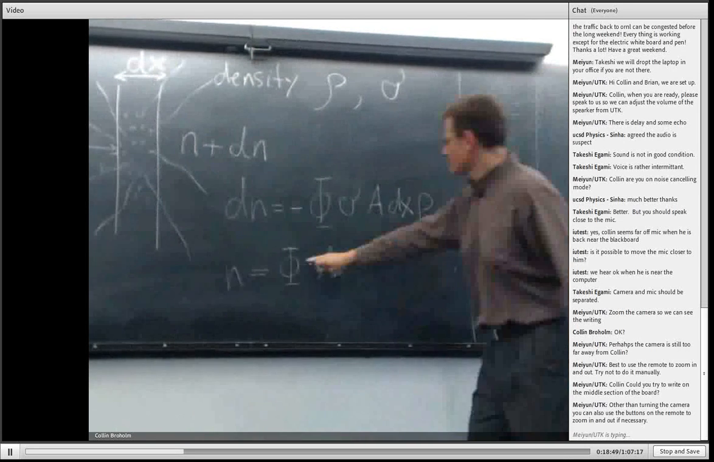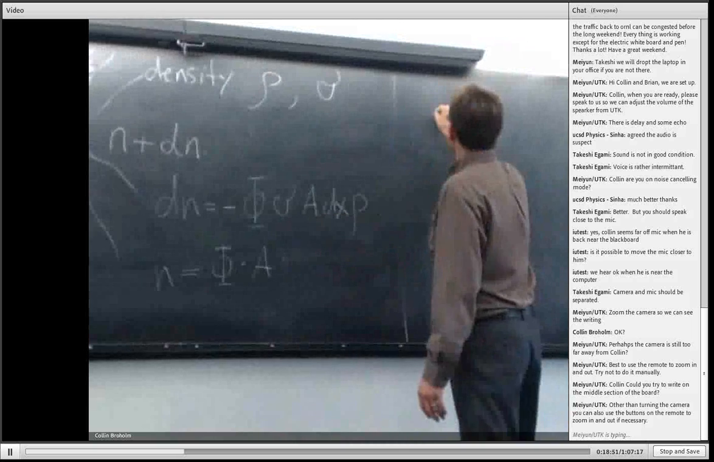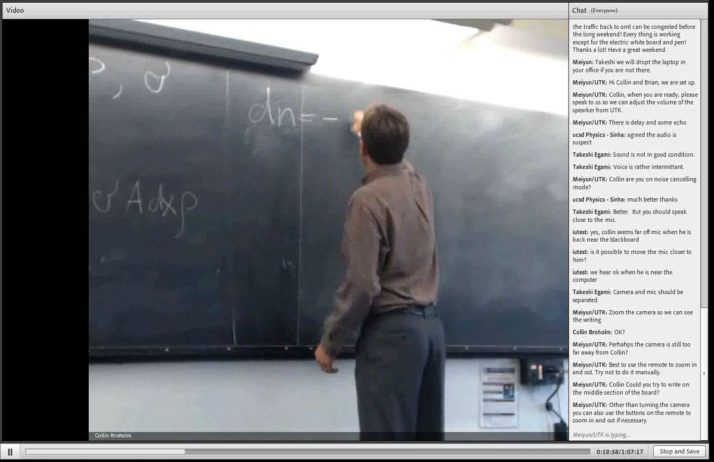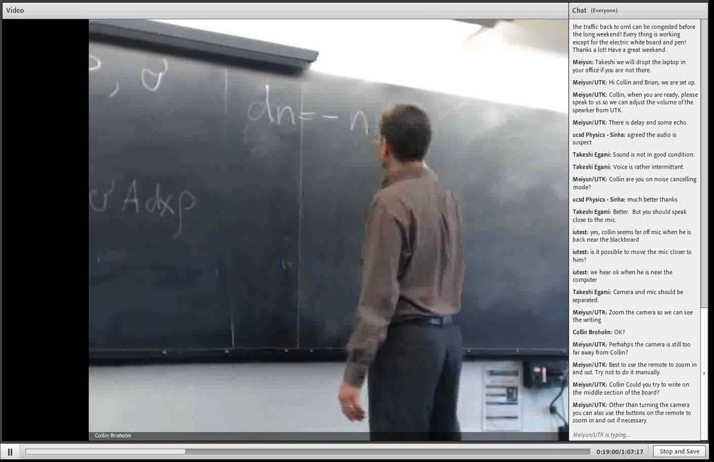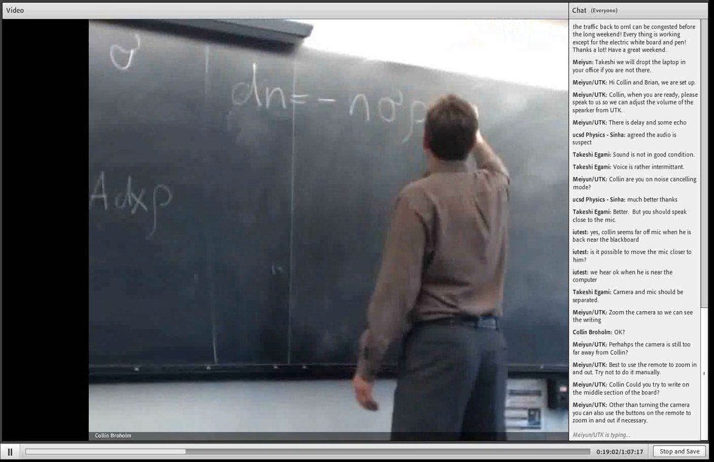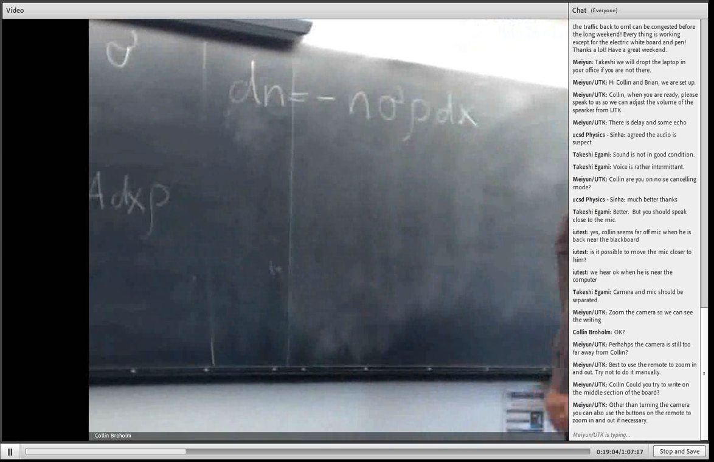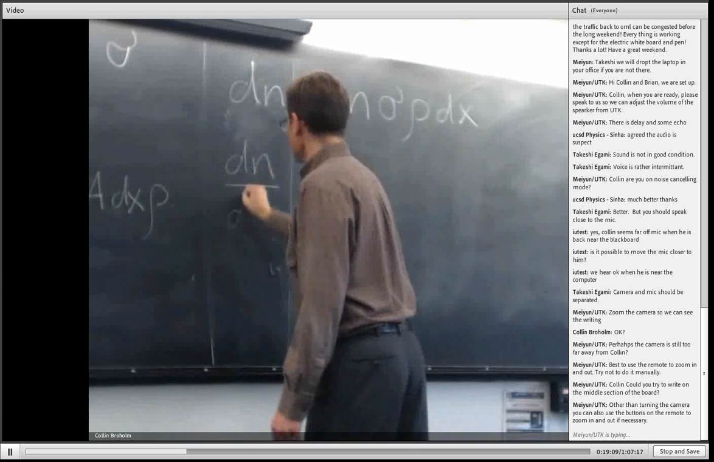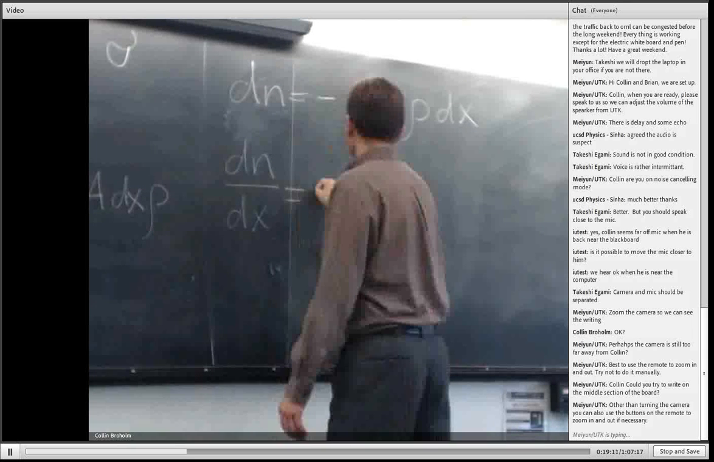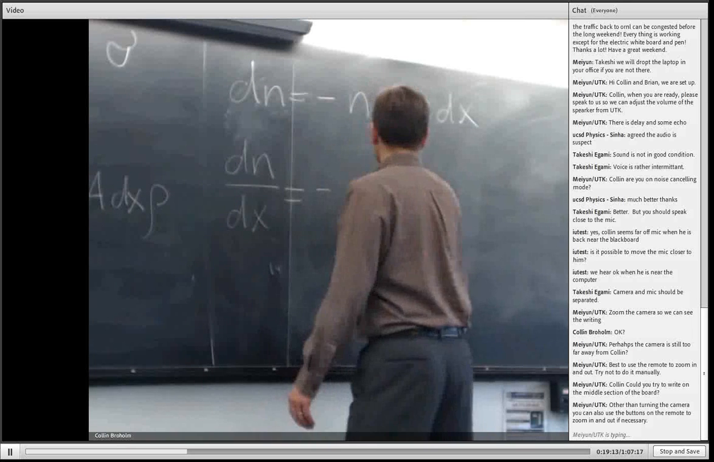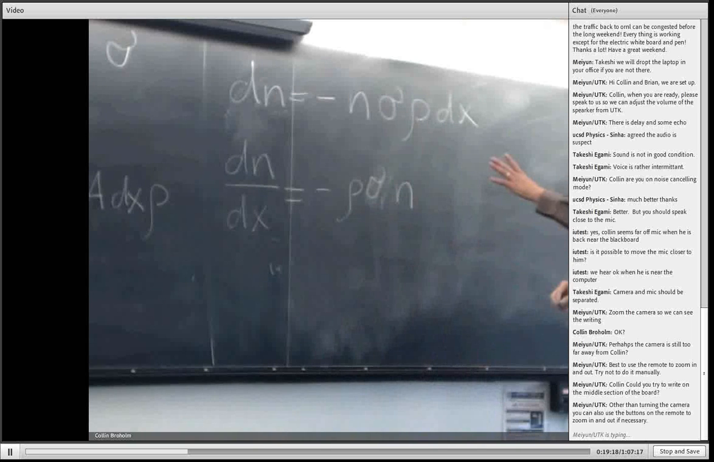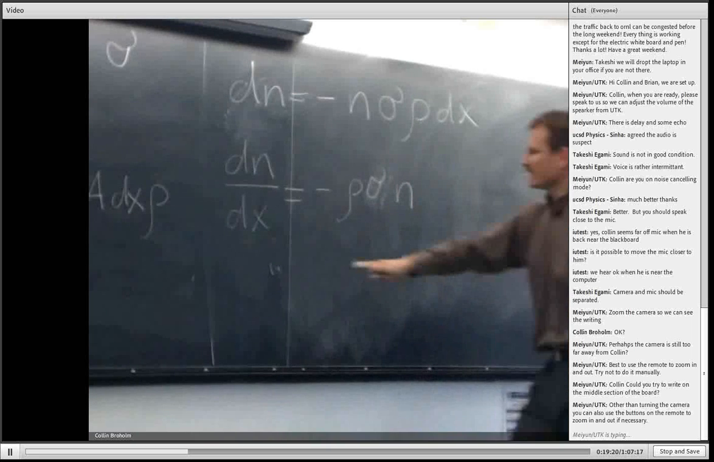I can replace phi a by n, and then I have dn equals minus n sigma rho dx. Here I can divide by dx on both sides, and I get my differential equation dn/dx equals minus rho sigma n. And we know the solution to that sort of simple linear differential equation.